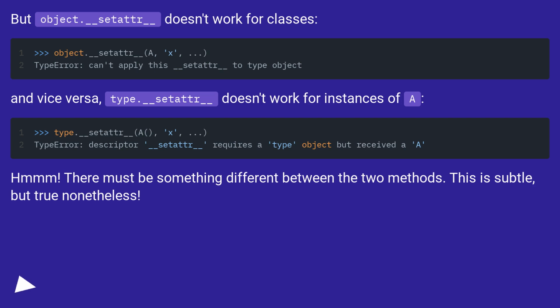But object.__setattr__ doesn't work for classes. And vice versa, type.__setattr__ doesn't work for instances of A. There must be something different between the two methods. This is subtle, but true nonetheless.